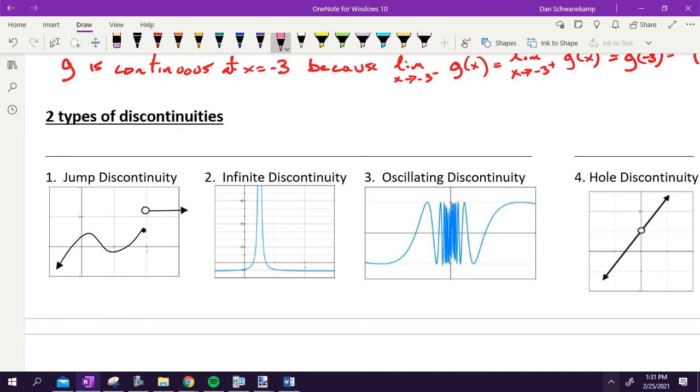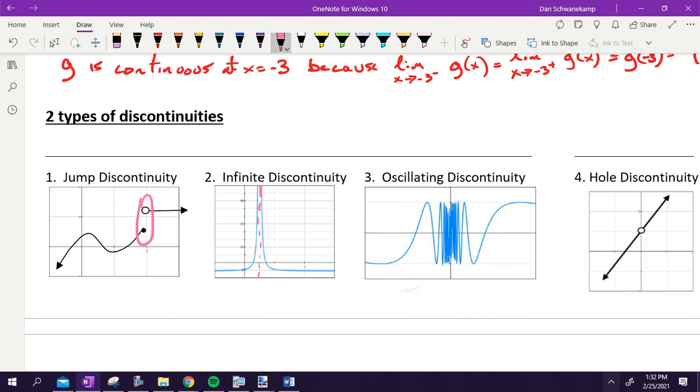It's pretty obvious why it's called a jump discontinuity because you jump. You go one line here, you stop, and then you jump up to another one. A jump discontinuity. Another type of discontinuity is called an infinite discontinuity. What do you think is happening right there when you have an infinite discontinuity? There's an asymptote. If there's an asymptote there, they're not going to reach each other because they're going to infinity.